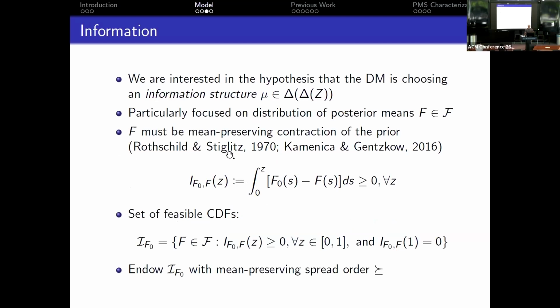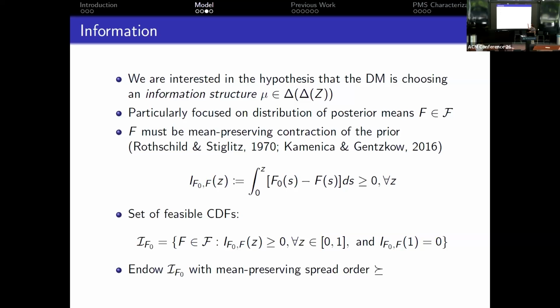Now, what we want to test is the hypothesis that the way that we're generating this pattern of data is that the decision maker is acquiring information at cost, and then based on the signal that they observe, is choosing optimally from the menu. So we are going to test the hypothesis that they're choosing a particular information structure, mu, which is a distribution over posteriors. But we don't really care about the entire distribution of posteriors. We really care about the posterior means.